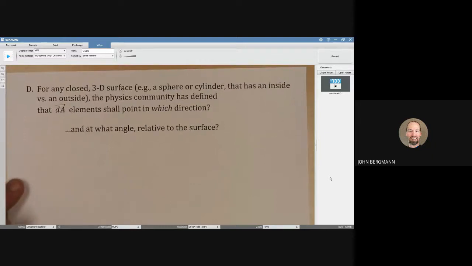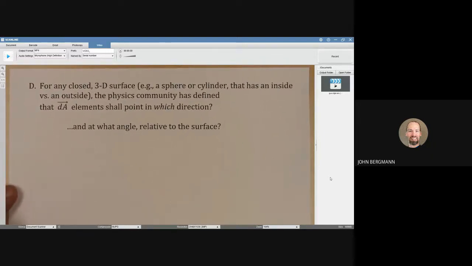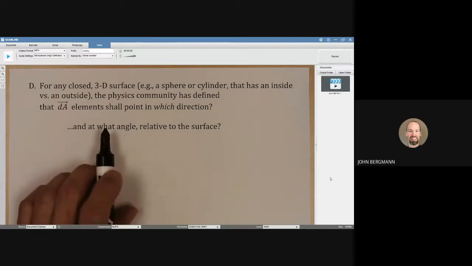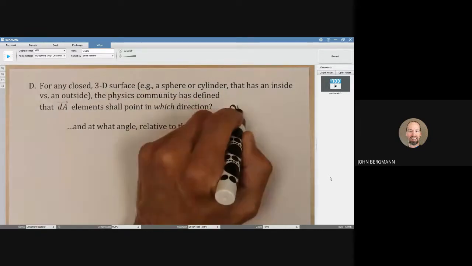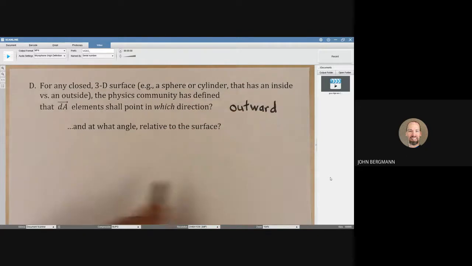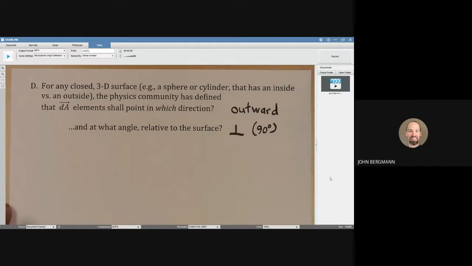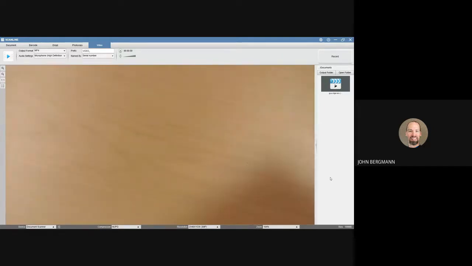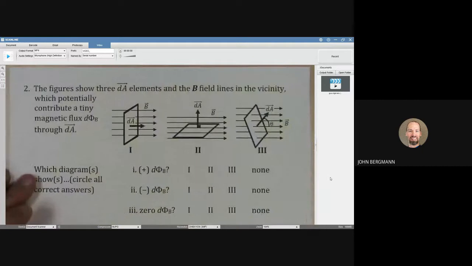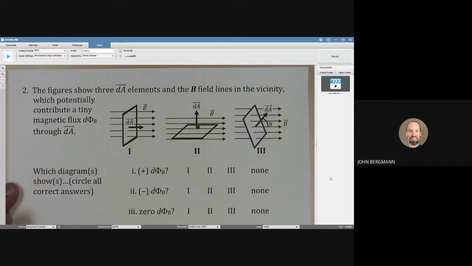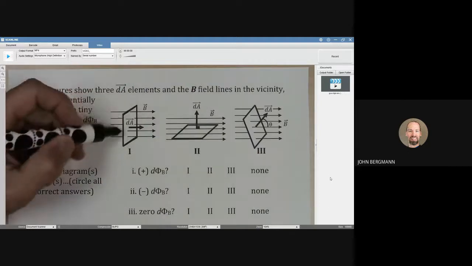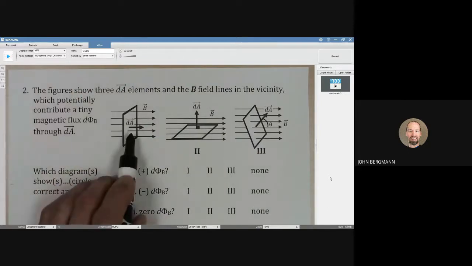For any closed three-dimensional surface, like a sphere or a cylinder that has an inside and an outside, the physics community has defined that dA elements point in which direction? Outward from the surface. And at what angle? Perpendicular, 90 degrees. So we're going to see that here in these pictures. You can see that we have a little dA element, indicated by the window pane, and it has a direction that points at 90 degrees to it.